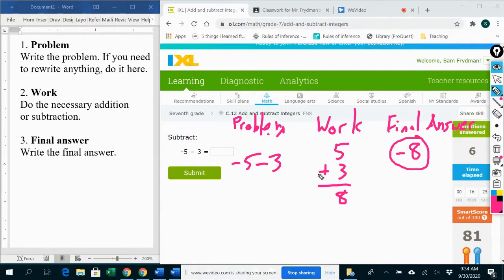So remember, same symbols, add, and then keep the symbol, all right? Okay, so let's move on.